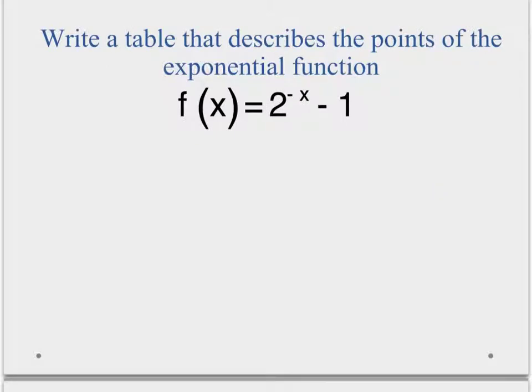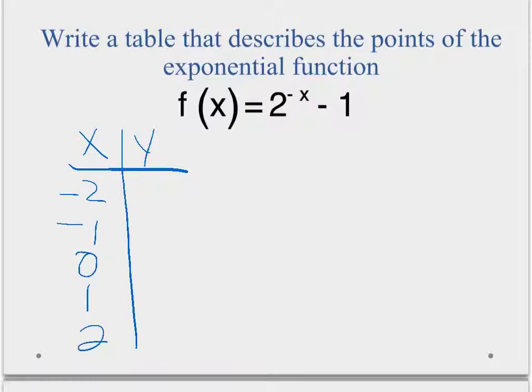Okay, this problem is asking us to write a table. It's not asking us to graph it or give any kind of domain and range, so all we need is the table. So negative 2, negative 1, 0, 1, and 2. So if I plug in negative 2, I get 2 to the negative negative 2, right, minus 1. A negative and negative 2 makes it positive, so 2 squared is 4, and 4 minus 1 is 3.